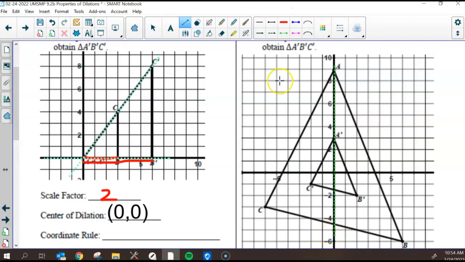Notice I don't know where that center is, so I'm just drawing the line, extending it probably way more than is necessary. I'm going to do the same thing. C and C prime, line it up. Set that ruler in place, line it up.